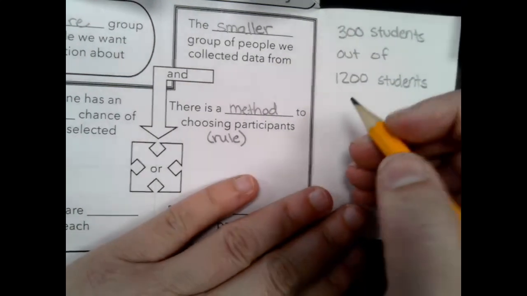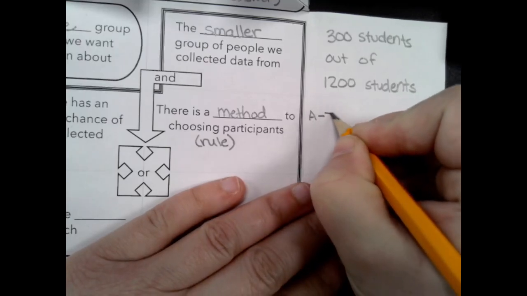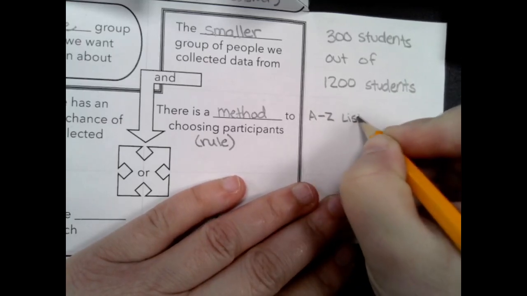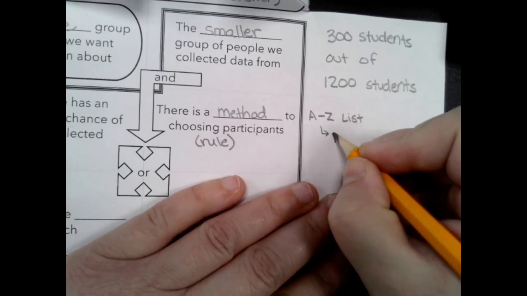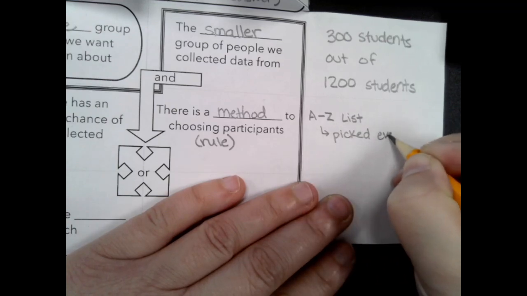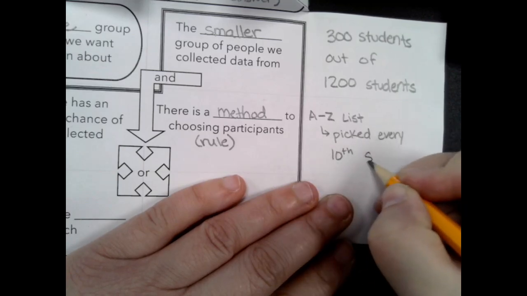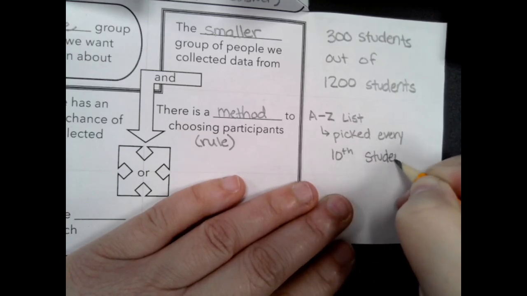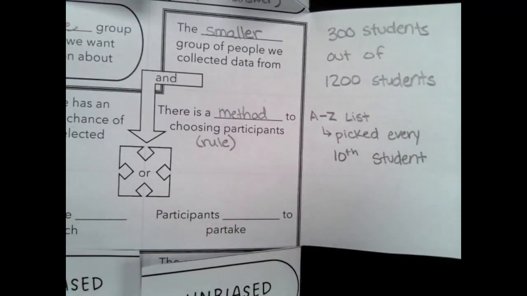So if we printed out a list of students and we had it alphabetized A to Z, and on that list we picked every 10th student. So we start from the top, we count 1, 2, 3, 4, 5, 6, 7, 8, 9, 10. Whatever we land on, we say, yep, that's somebody we're going to ask. Then we go again, 1, 2, 3, 4, 5, 6, 7, 8, 9, 10. We pick the 10th person.